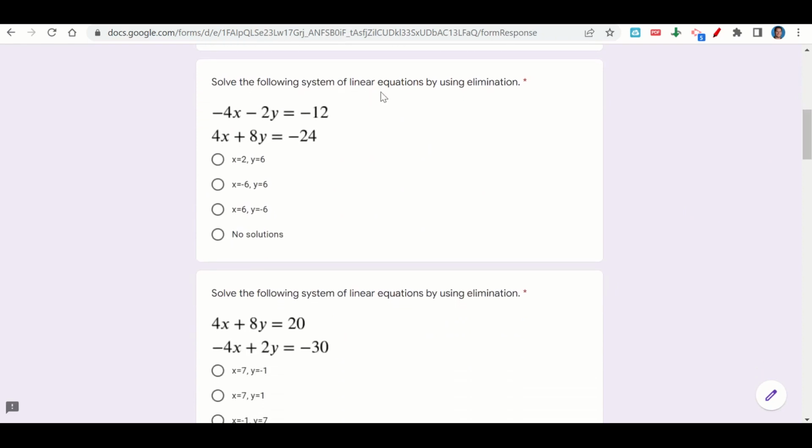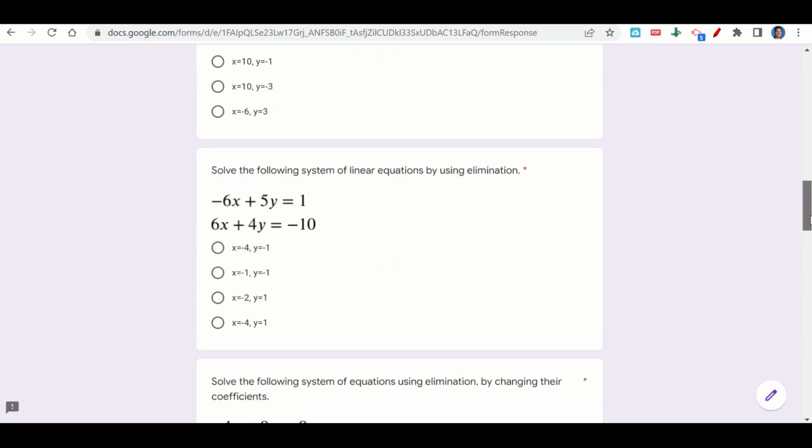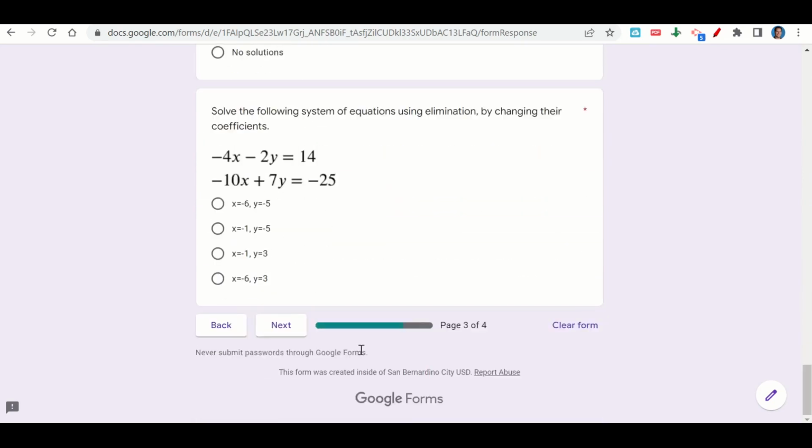It says to solve the system of linear equations using elimination. So if we notice, in this case, our x's are already opposites. So we can just go ahead and add these up, and our x's will cancel. So we have negative 2y plus 8y is 6y. And negative 12 plus negative 24 is negative 36. So 6y is equal to negative 36. So we divide both sides by 6. And we get y is equal to negative 36 divided by 6 is negative 6. Well, the only one with negative 6 for y is this one. So that would be our answer. So we'll answer each of these questions just like that. And then we'll go ahead and click Next.